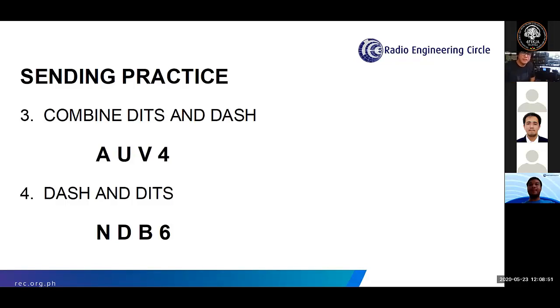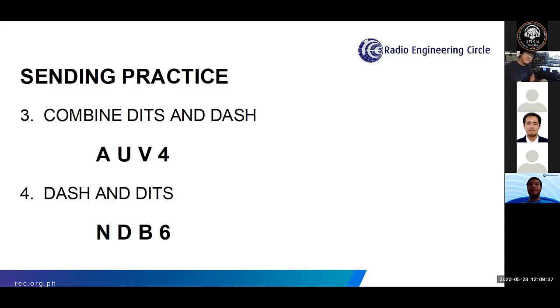Yan, so now let's go to the dash and dit again. So here in the next, the item number 4, it's the opposite of what you have in the number 3. N is represented by 1 unit of da and 1 unit of dit. Da dit. Di ba? N. Da dit. And D is da dit dit. If you're going to look in our chart, di ba? Da dit dit. And B is the same.